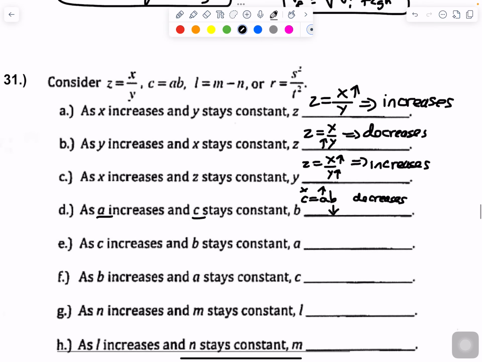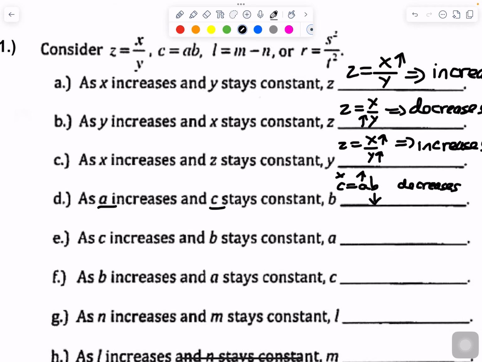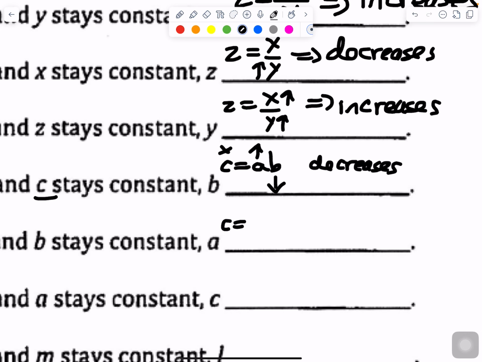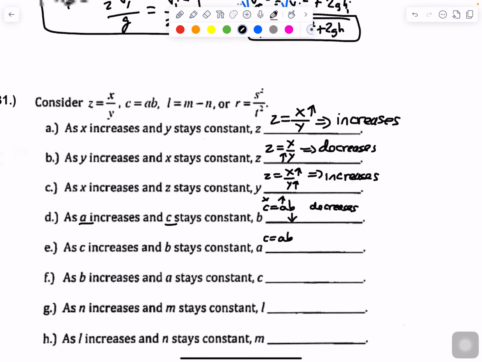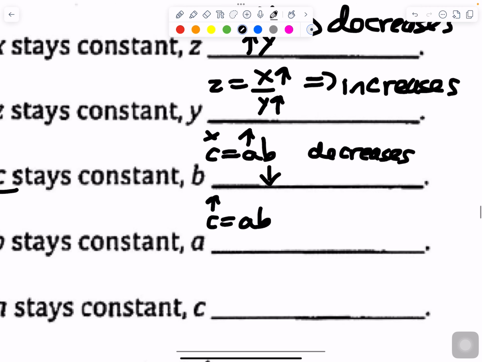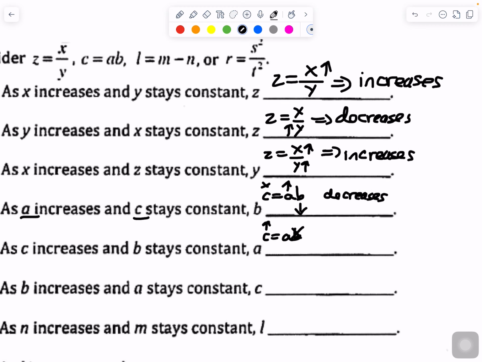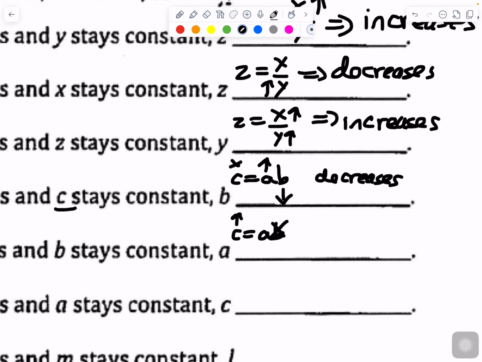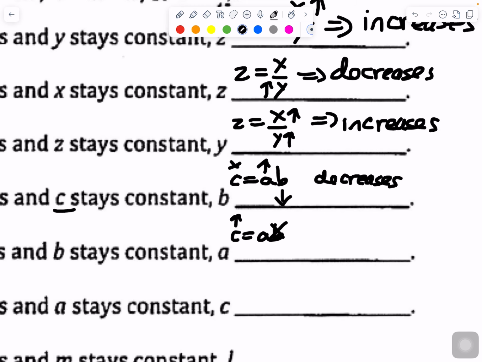Okay, letter E, as C increases, as B stays constant. So C equals A times B. We are told C increases as B stays constant. I kind of put an X through things that stay constant because it reminds me not to include that. But what has to happen? If B is staying constant and C is increasing, then that means A must be increasing also. So A must be going up too.